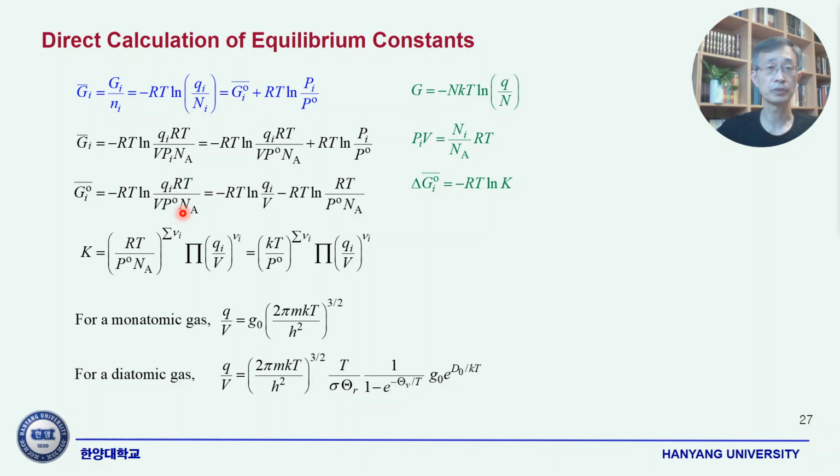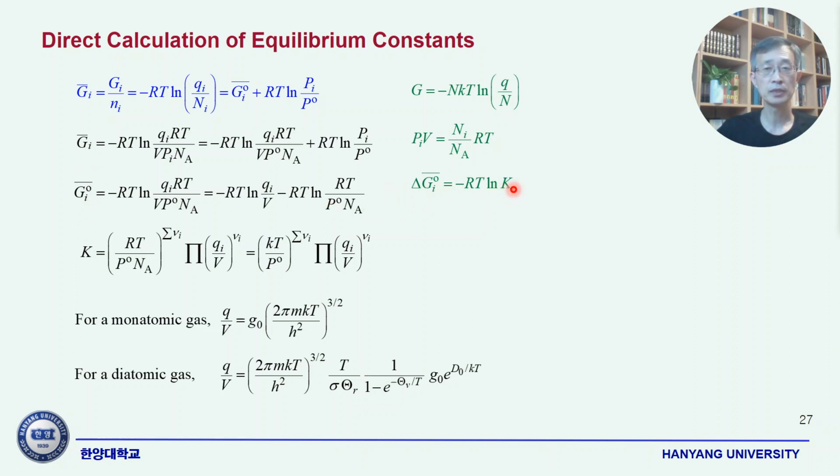NA is Avogadro's number. And then what you can do is separate out minus RT ln QI over V minus RT, and then all other terms RT P naught NA. Okay, so P naught NA. Here is the equation I used to obtain this NI instead. Okay, so once you have this, this is what you are going to use.